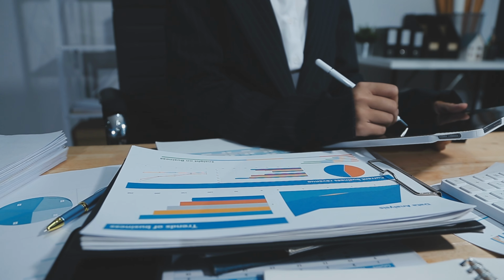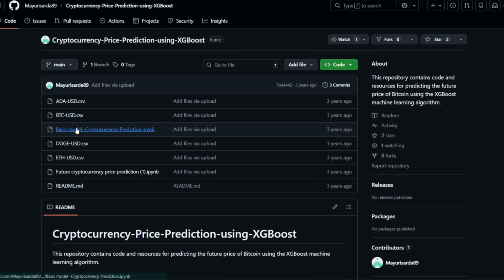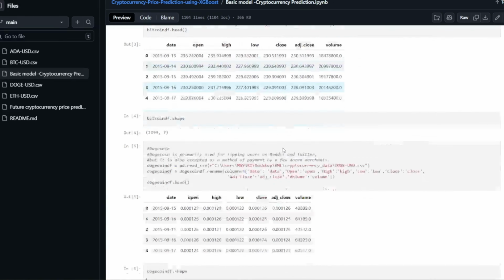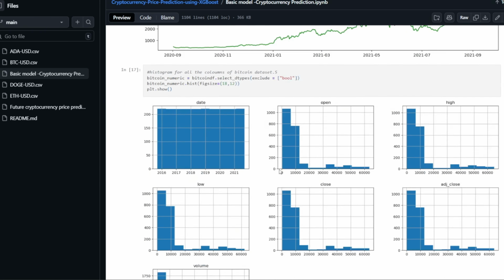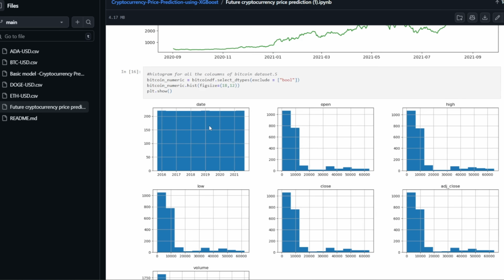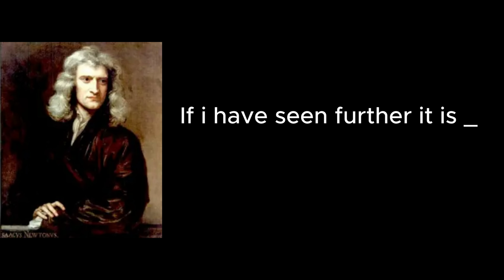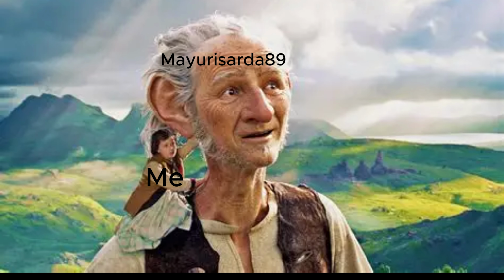So I started digging deeper, reading more. Someone sent me a GitHub repo by Mayurisarda89 focused on Bitcoin price prediction with XGBoost. They were doing regression, not classification, so a different problem. But their feature engineering approach was noticeably more thoughtful: better pre-processing, smarter scaling, and more intentional feature construction. As Newton loved to say, if I have seen further, it is by standing on the shoulders of giants. Mayurisarda might be my giant.